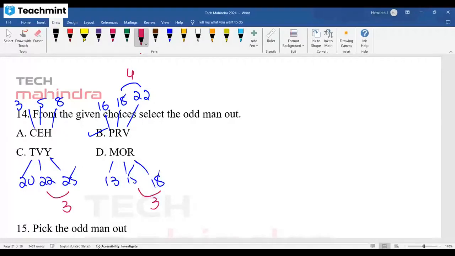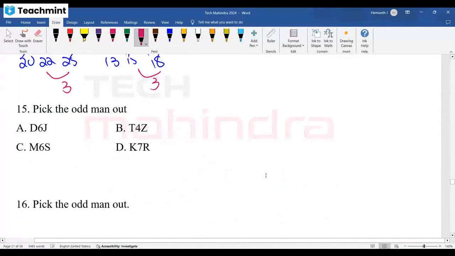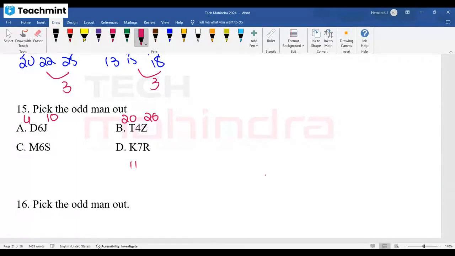Problem is that. Next, similarly, odd man out here. 4 and 10, the difference is 6. 20 and 26, difference 6. Here is the problem: 11 and 18, difference is 7. 13 and 19, difference is 6. Option B is the problem. Odd man out.